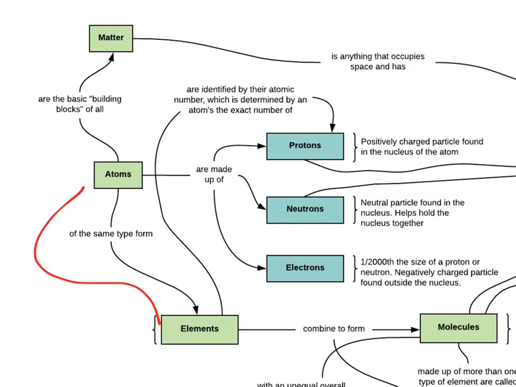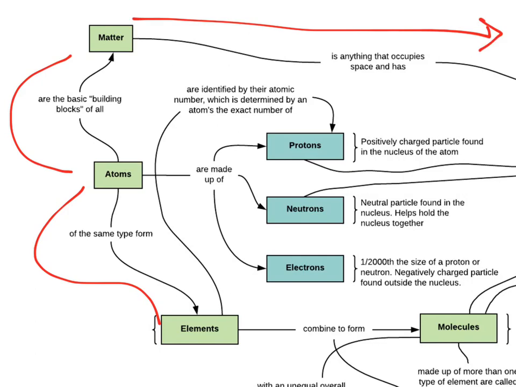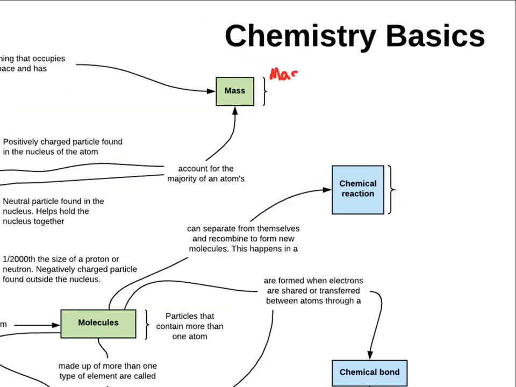Atoms of the same type form elements. Notice how we are traveling down. We're using that arrow to tell us the direction to read. Let's go up from atoms. Atoms are the basic building blocks of all matter. Let's go to the other side of our concept map. So matter is anything that occupies space and has mass.